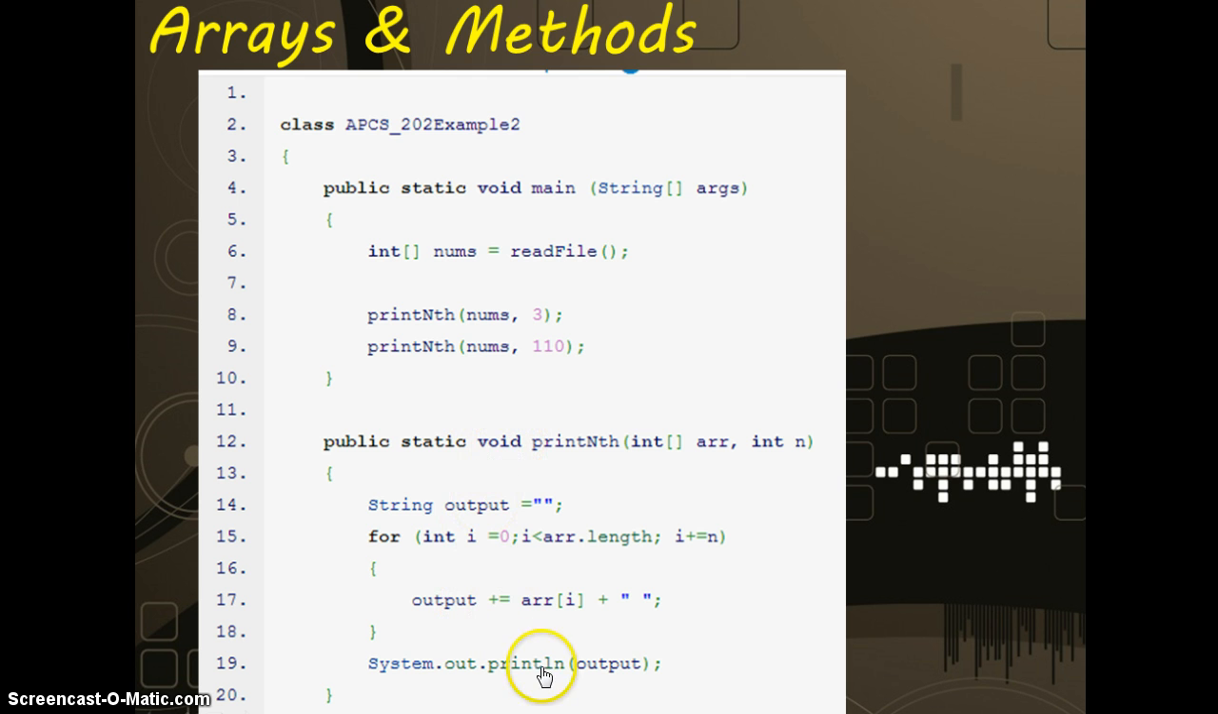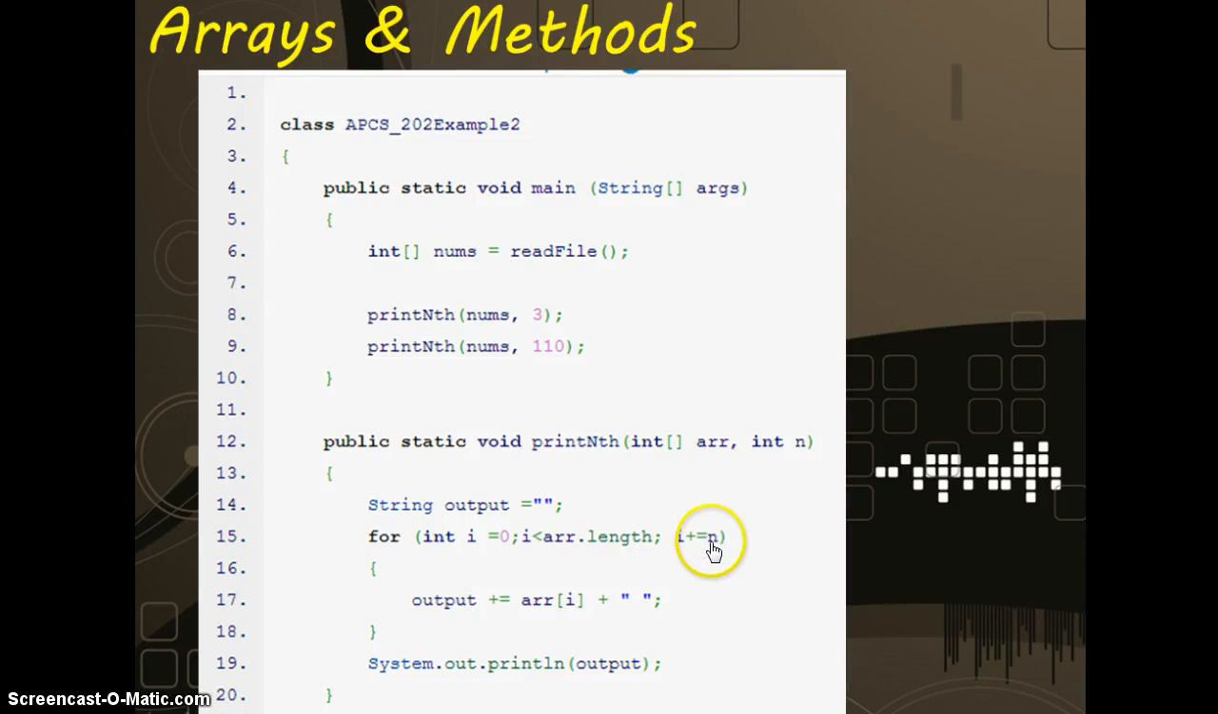In the end, it's void. It's just going to system out that print line what we've collected. So essentially this nums 3 is going to grab every third number. So we're going to grab 0, 3, 6, 9, indefinitely depending on how big the array is. This 110, unless we're getting a really big array, that might just be a swing and a miss.